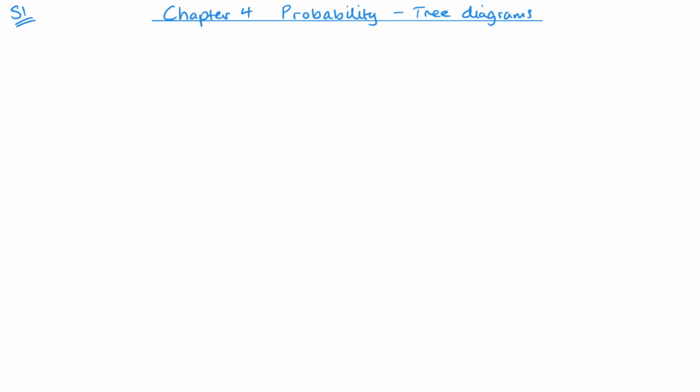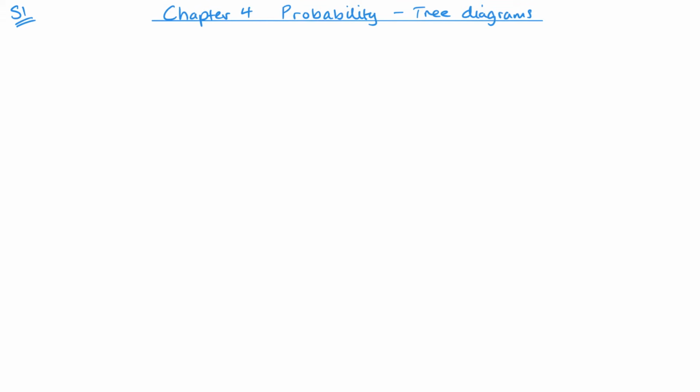Welcome back to this video on probability. This one is the third video now, and it is looking at tree diagrams. Now, a tree diagram can be used to show the outcomes of two or more events happening in succession. You should have a really good idea about tree diagrams from your IGCSE or GCSE courses.